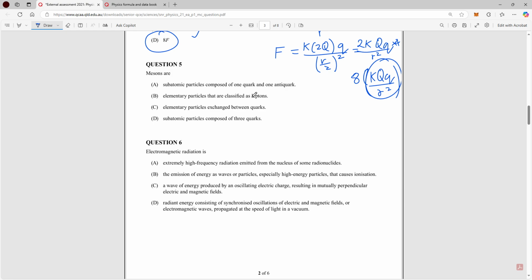Alright, question 5. So this one's something you have to learn about the Standard Model, what a meson is. A meson is something that is made up of an anti-quark and a quark, okay? So you've just got to look for one that's made up of that. So here, subatomic particles are made of 3 quarks. No, they're not. They're typically just 2. 1 quark and 1 anti-quark, so that is the description up there. So A is the correct answer, okay?